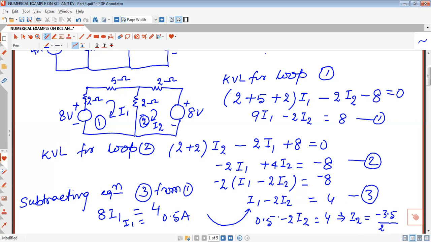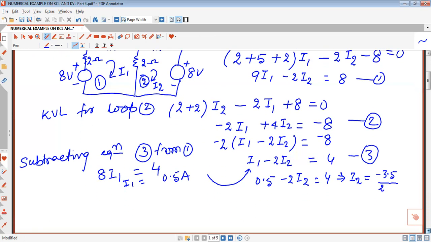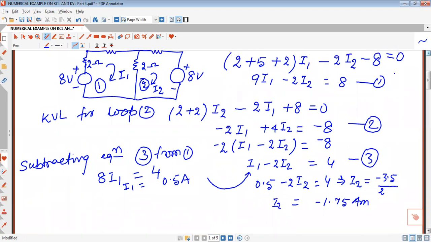Minus this comes to this side and this goes to this side, so it will be equal to minus 1.75 ampere. So it means we have got both the values of the currents I1 and I2; we have solved them. So I1 and I2 are now solved.